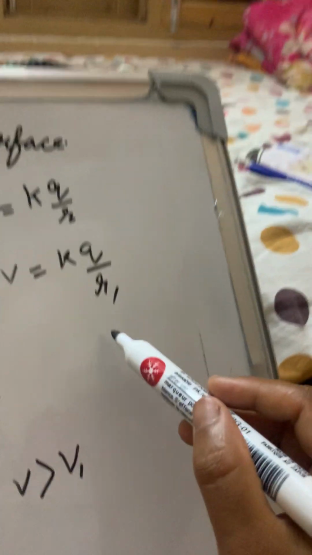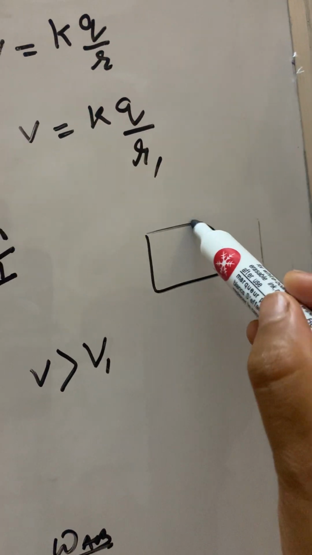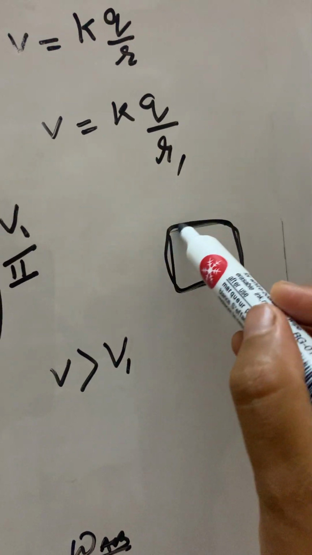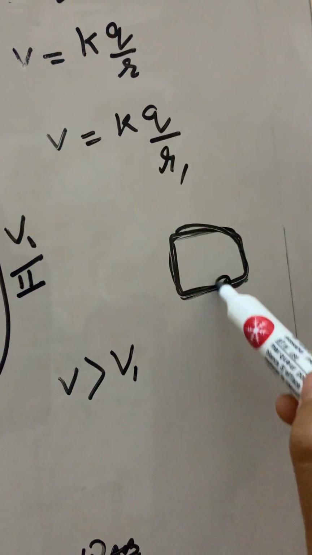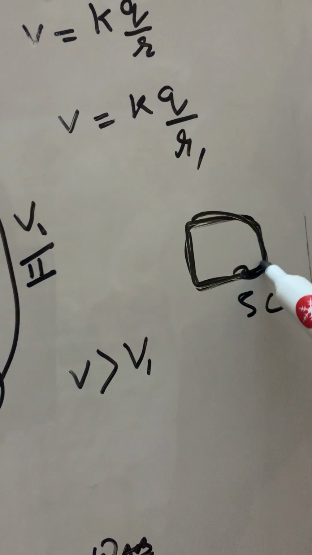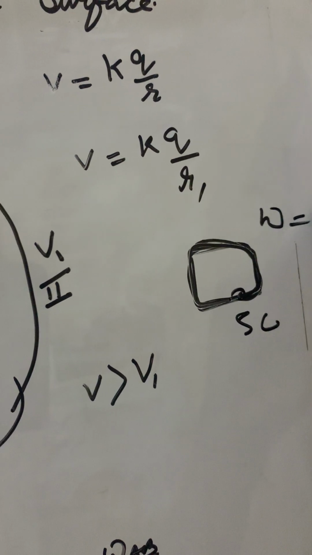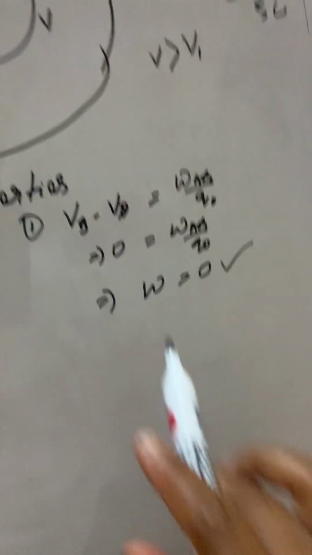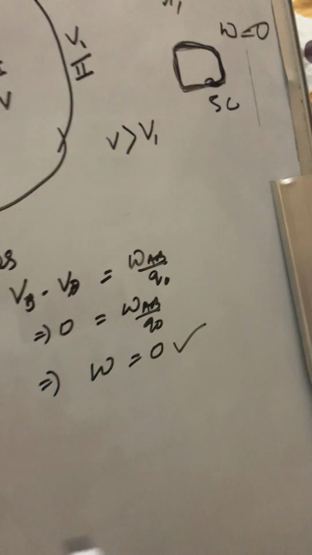Suppose in a question it is given that this is an equipotential surface. If 5 coulomb of charge has been moved along the equipotential surface, find the work done. How much is the work done? 0 is the work done. The same logic will be followed. This is property number 1.